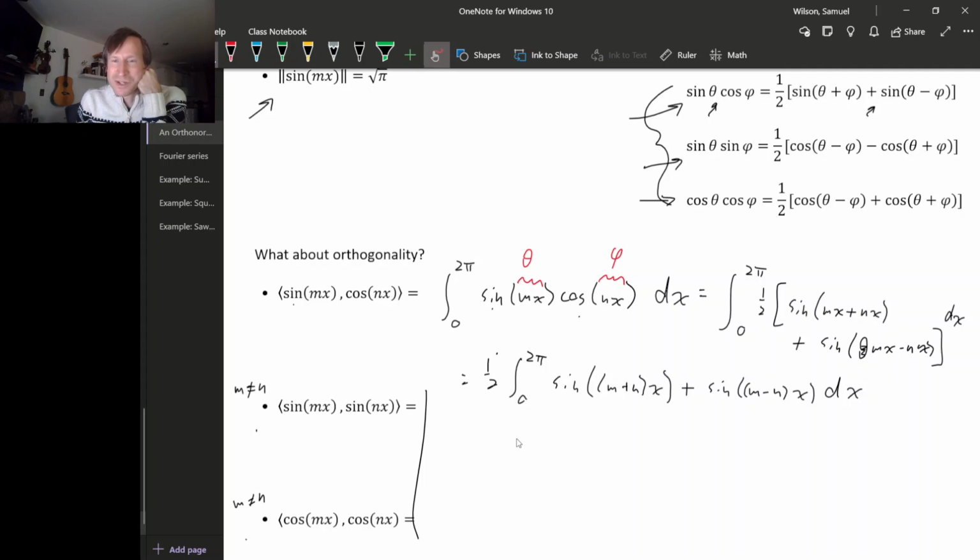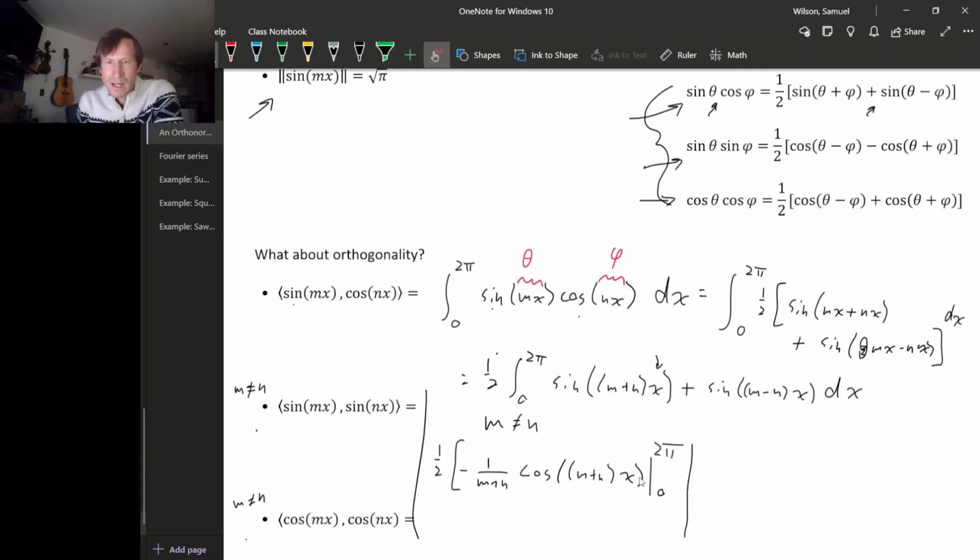So let's look at the situation where m is not equal to n. Okay, so if m is not equal to n, then we can go ahead and just do this integral. Remember, m and n are constants. X is the variable here. So when we integrate, we get minus 1 over (m plus n) cosine of (m plus n) times x. And this is from 0 to 2 pi.